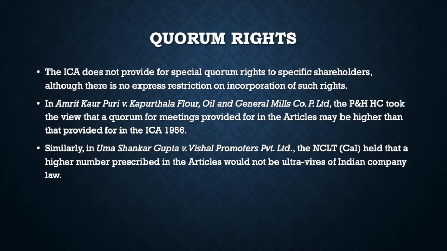However, the Punjab and Haryana High Court has taken a view in Amrit Kaur Puri versus Kapurthala Flour, Oil and General Mills that a quorum for meetings provided in the articles may be of a higher standard than provided for in the Companies Act 1956. Now, this was under 1956, right? Similarly, in more recent times, the Calcutta bench of the National Company Law Tribunal held that a higher number than what is there in the Companies Act, if it has been prescribed in the articles, would not be ultra vires.